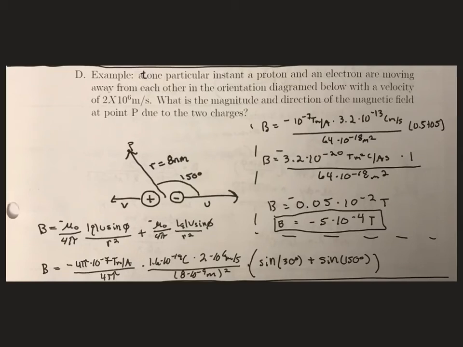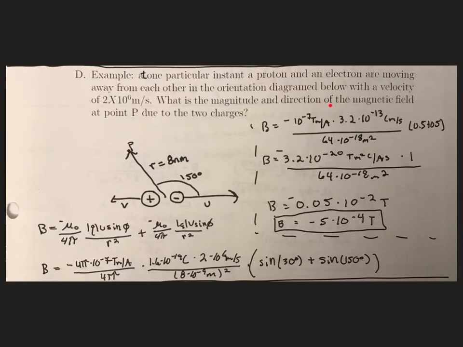Alright, so in this video we are going to discuss a problem. At one particular instant, a proton and electron are moving away from each other in an orientation as in the diagram below. So you have the positive going to the left, negative going to the right, and they're both moving with a velocity of 2 times 10 to the 6 meters per second.